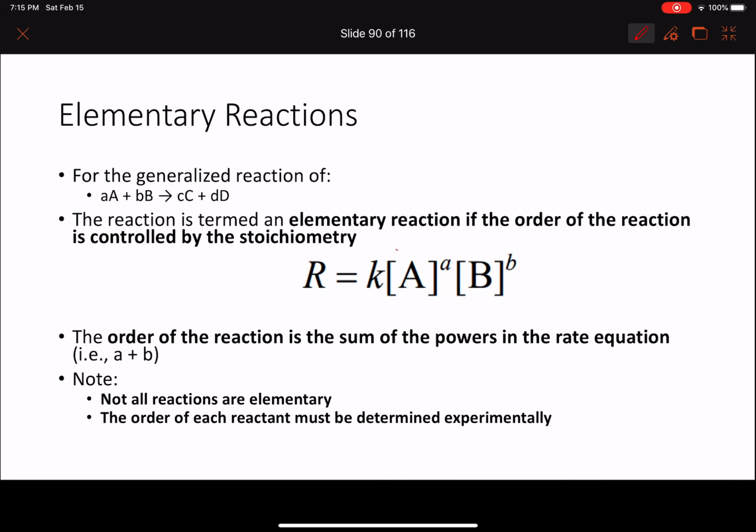When you write this reaction rate, you can see that there is something called the order of the reaction, which is the sum of these two powers. a plus b is the order of the reaction, which is the sum of all the powers in the rate equation. Of course, this is an elementary reaction, and not all reactions are elementary.